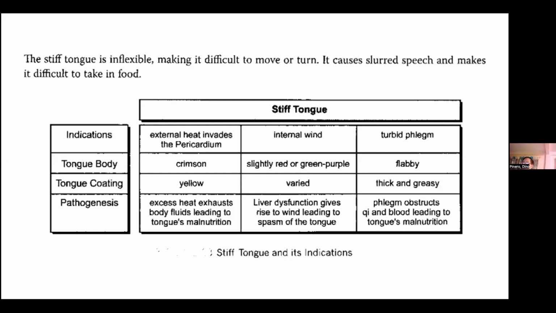Sa flaccidity, if the tongue seems limp and lifeless, this may be due to lack of fluids or blood, causing the tongue to wilt. There may therefore be a qi deficiency or blood deficiency.